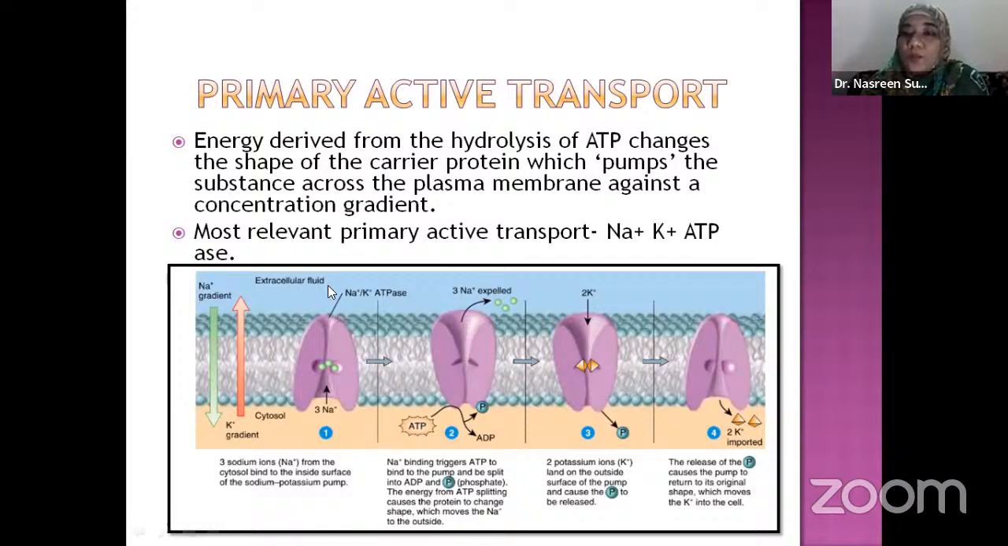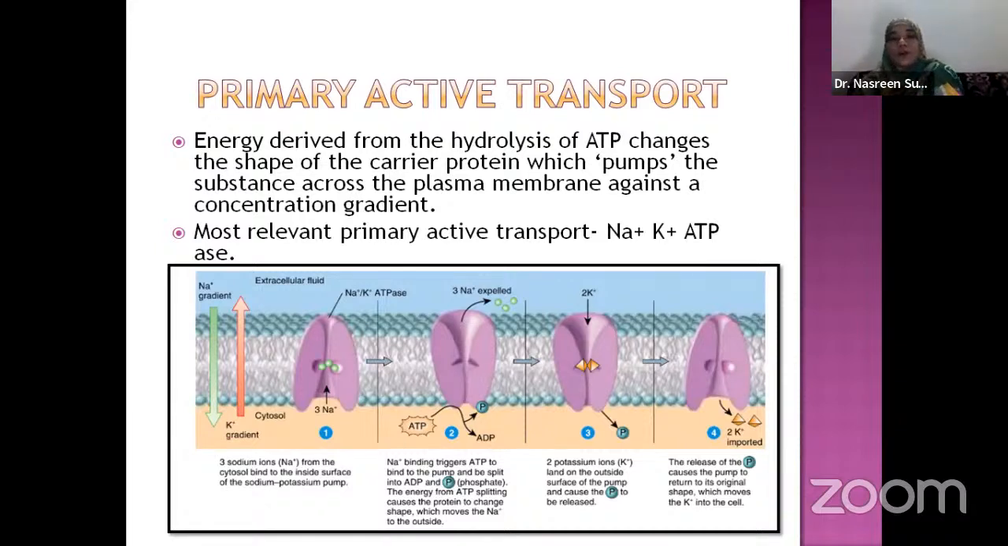So how is it going to work? First, what should it do? It should maintain high concentration of sodium outside the cell and high concentration of potassium inside the cell. Whenever there is an impulse generated, there should be influx of sodium and outflux of potassium, right? So it has to bring sodium from inside to outside and leave potassium from outside to inside. Understood?